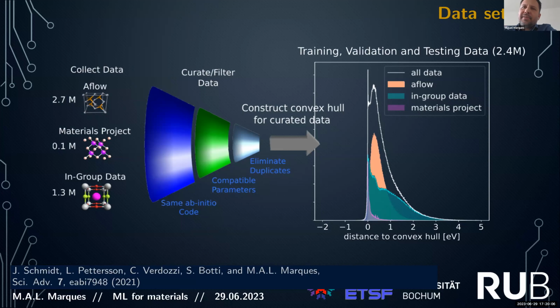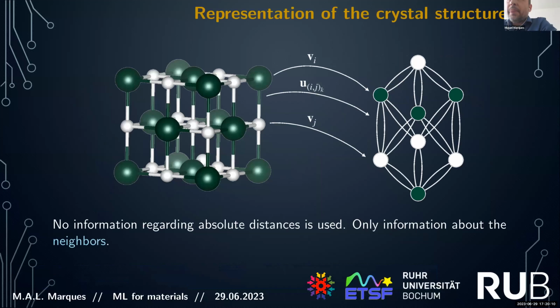Then we have to represent these structures somehow for the machine. The state of the art now is using graphs. So one represents these crystal structures in graphs where the nodes of the graphs are the atoms themselves. The links between the nodes, so the edges, are related to bonds, if you wish, or neighbors.